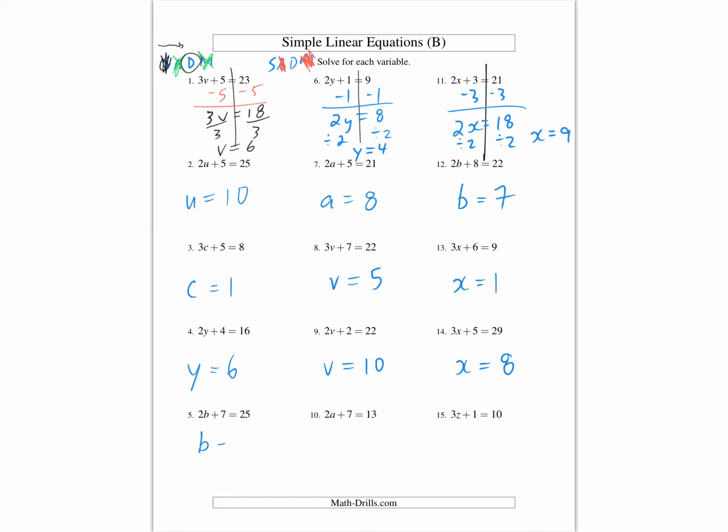B is 9. A is 3. And Z is 3. Boom. If you got all those, we're good to go.